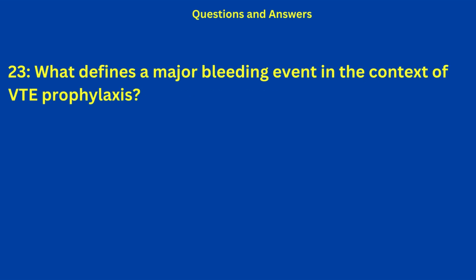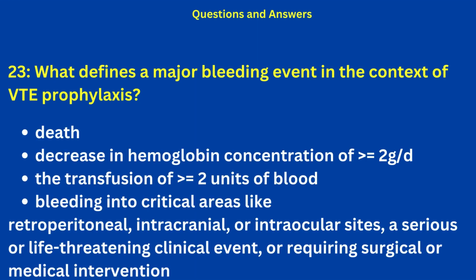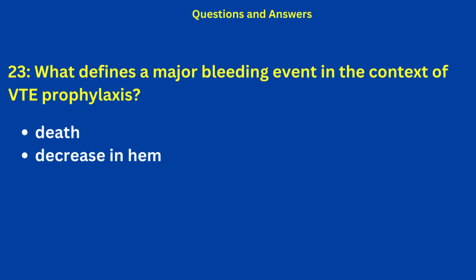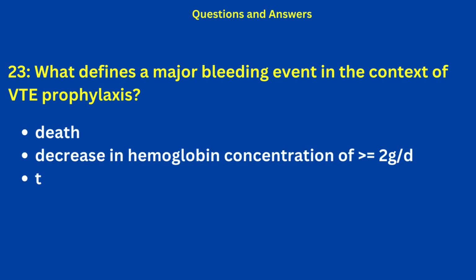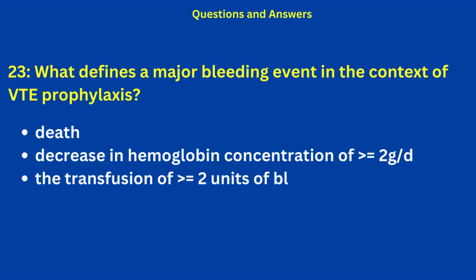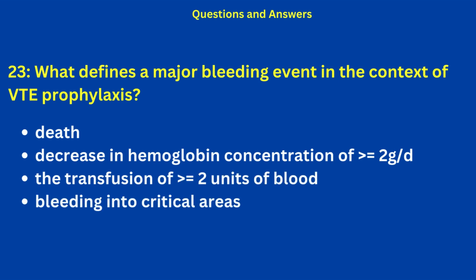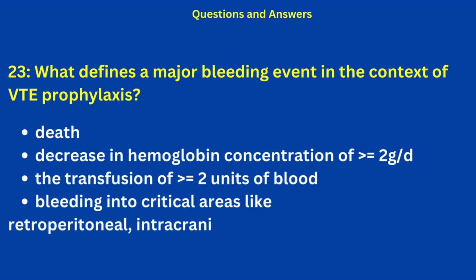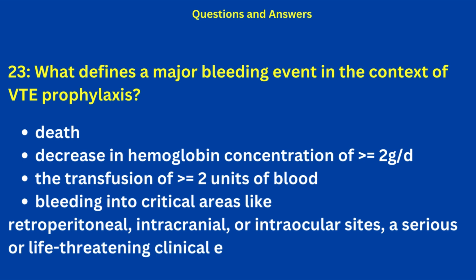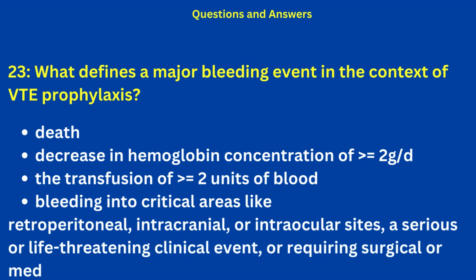Question 23. What defines a major bleeding event in the context of VTE prophylaxis? A major bleeding event is defined by criteria including a decrease in hemoglobin concentration of more than 2 grams per deciliter, or the transfusion of more than 2 units of blood, or bleeding into critical areas like retroperitoneal, intracranial, or intraocular sites, or a serious life-threatening clinical event, or bleeding requiring surgical or medical intervention. Identifying and managing major bleeding is critical in balancing the benefits and risks of VTE prophylaxis.